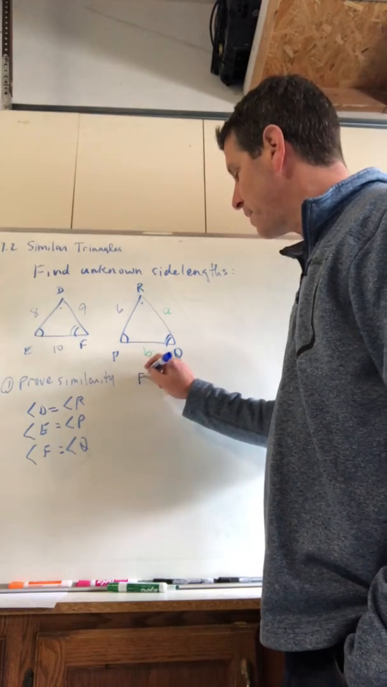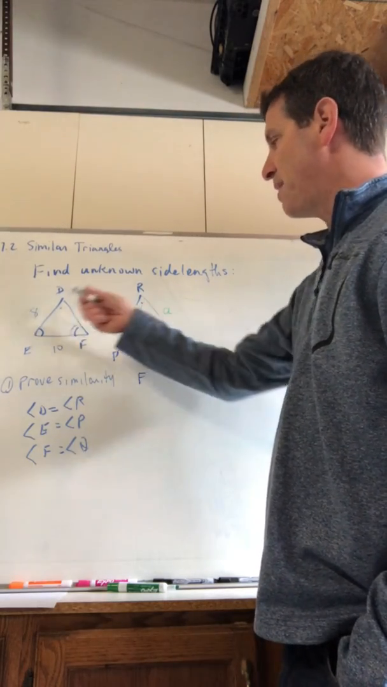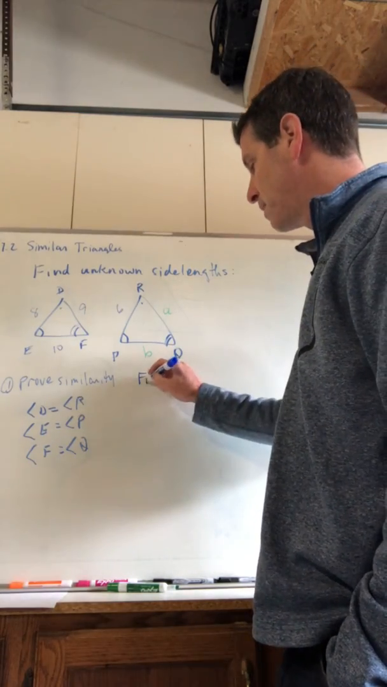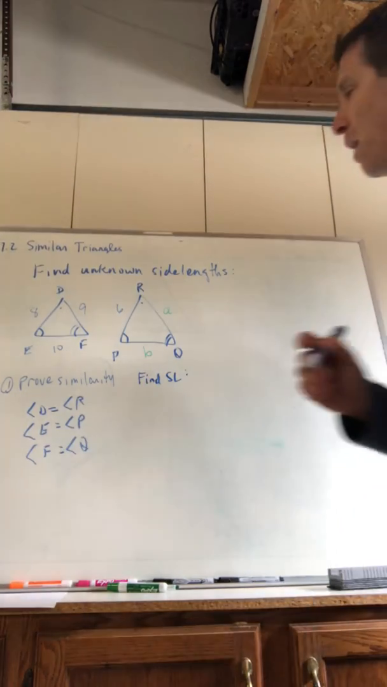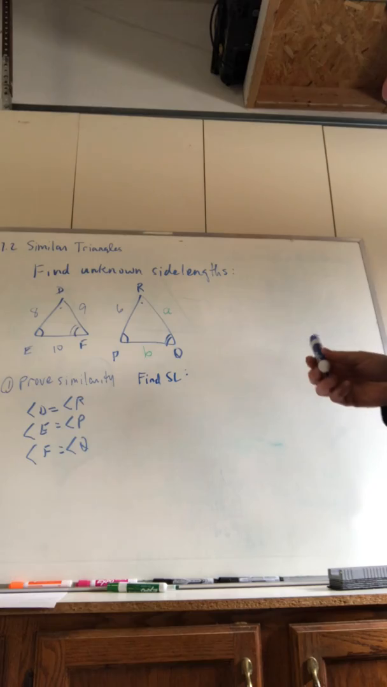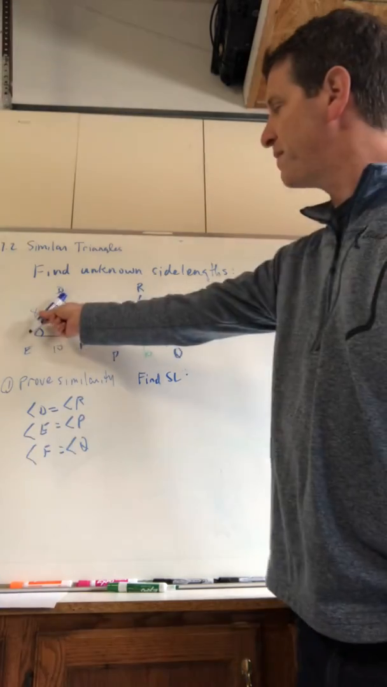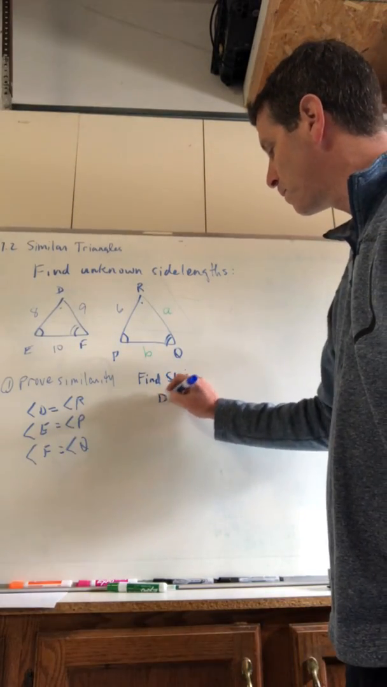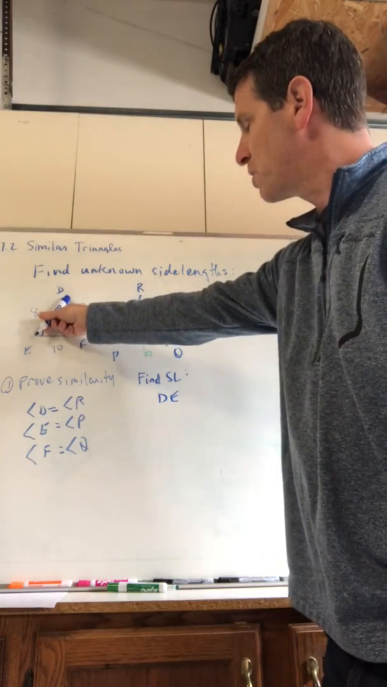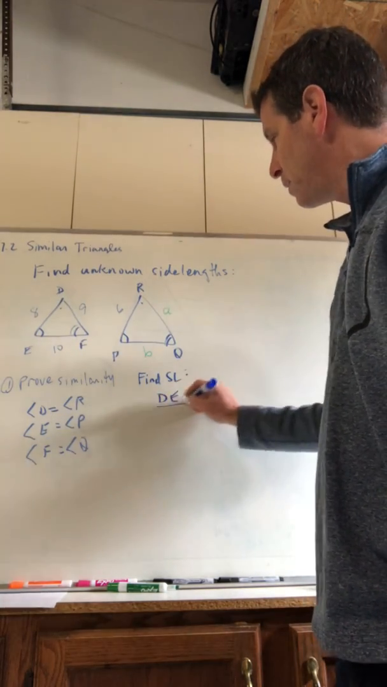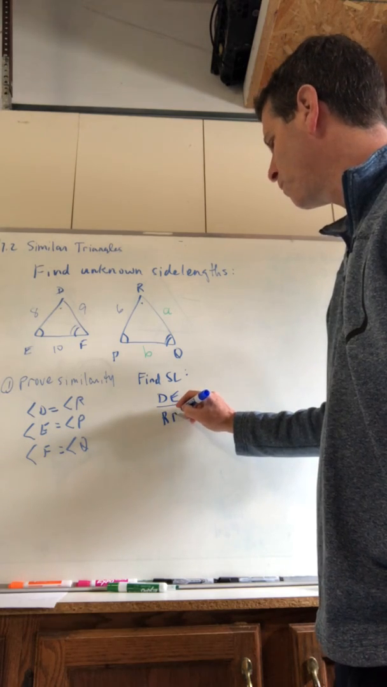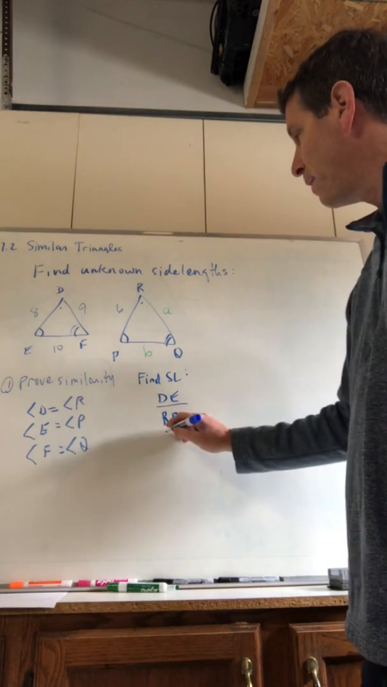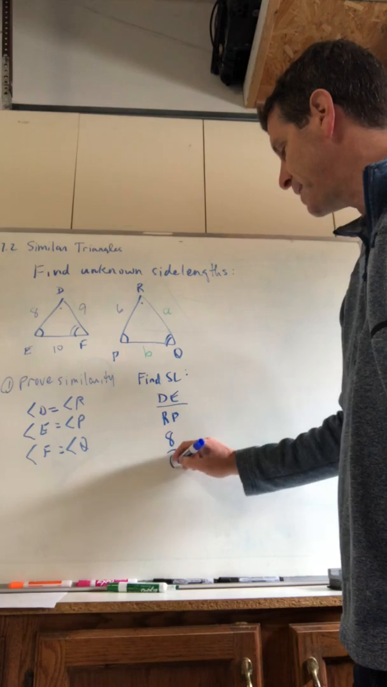Let's find the side lengths because we can clearly see that this and this are not the same size. So find the side lengths. All right, I only have one proportion at this point that I can do. We have DE, which is our left side, is proportional to our P. And we can see those numbers are 8 to 6.